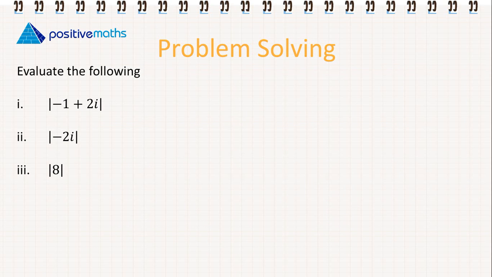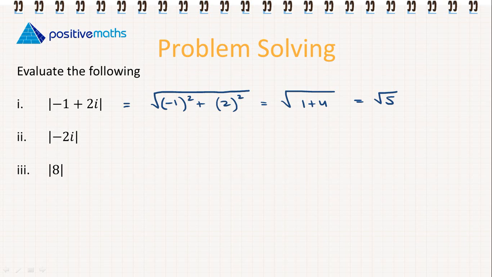So let's work on finding the modulus for the following examples. We have to find the modulus of minus 1 plus 2i. Just to identify, our a is equal to minus 1 and our b is equal to 2. So that's going to be the square root of minus 1 squared plus 2 squared. That will be the square root of 1 plus 4, which will give us the square root of 5.